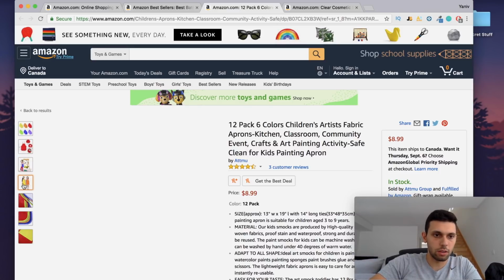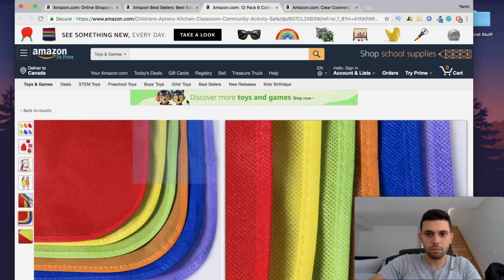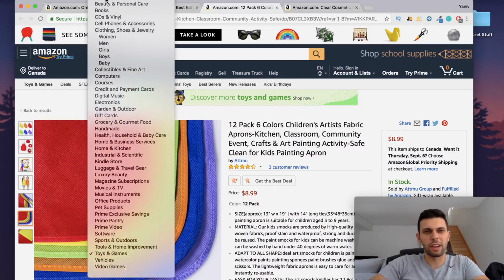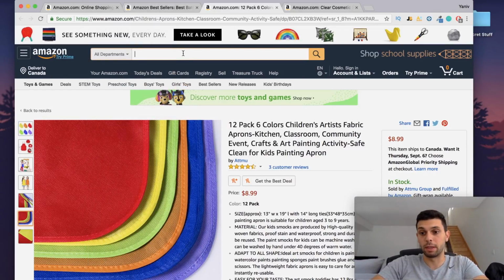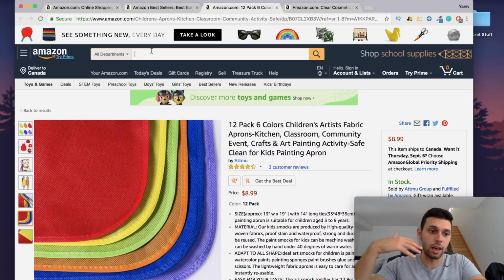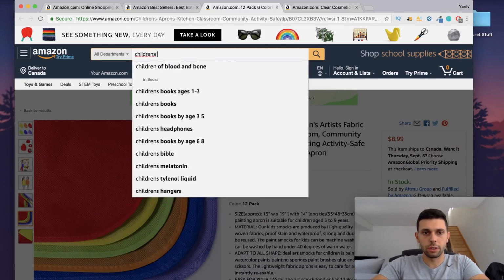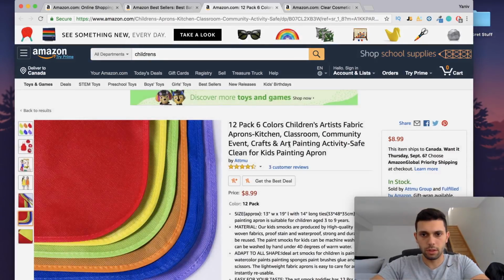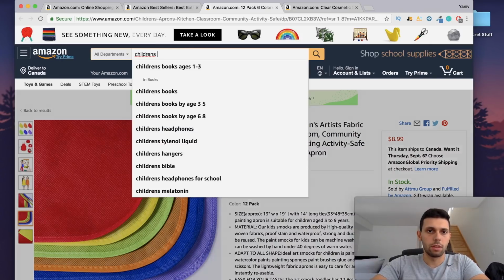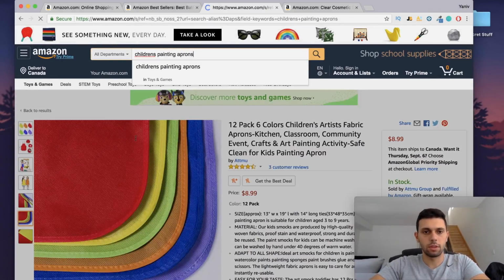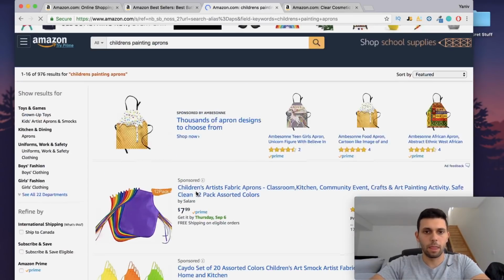But this is a child's apron. Okay, what I want to do here is whenever I find a product that I kind of have a suspicion might be decent, I go into all departments. I make sure that it's all departments, and I search up the main keywords that a customer would search up. So in this case, a customer would probably search up something like children's art or painting apron. Painting aprons. If I knew how to spell. Okay.